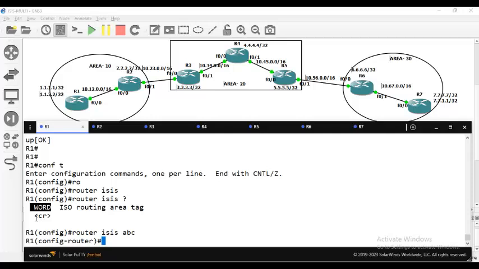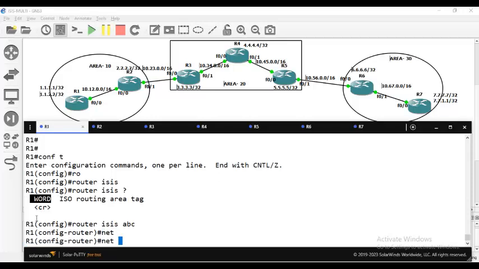You start with number 47 dot. What is this 47? It means private ISIS, meaning within the company. Even if you don't give it, it is okay. Followed by area ID. I'm saying 0010. This is area ID. Followed by system ID. For this router 1, I'm giving a system ID. This is system ID.